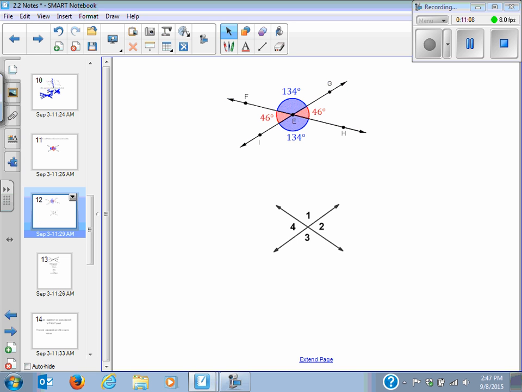When you have vertical angles, you're going to notice right here that vertical angles are always going to be equal. So you have 46 here, you have 46 here. They're always going to be across from each other. And notice still here, if you add those two up, they're going to equal that 180.